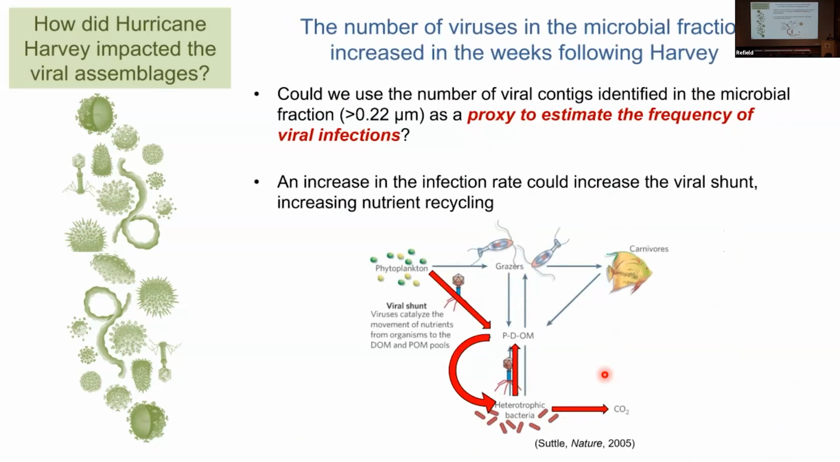So could we use these viral contigs that we find in the viral fraction as a proxy to estimate the frequency of viral infections? That would mean that there was about 10 times more infections after 5 weeks. We didn't measure the rates, but that would mean that we would have way more particulate and dissolved organic matter from killing these microbes after 5 weeks.